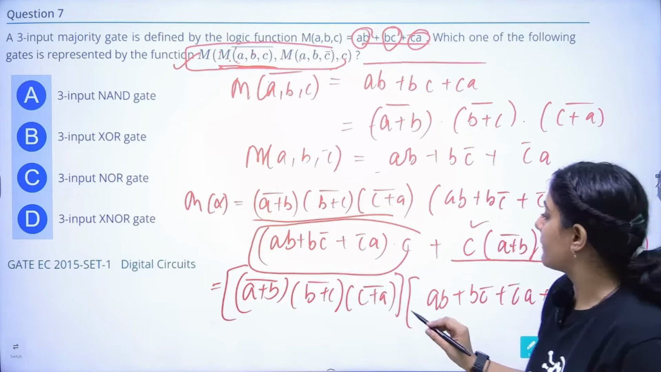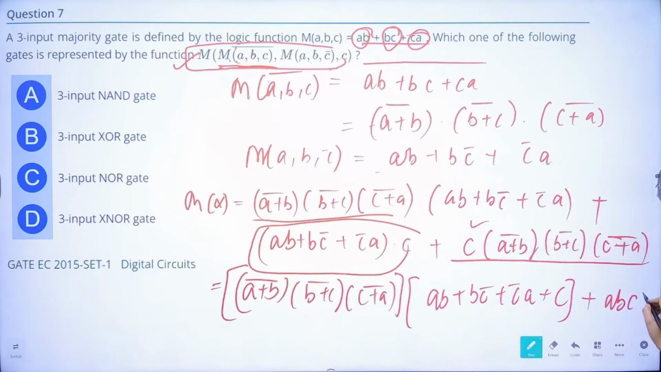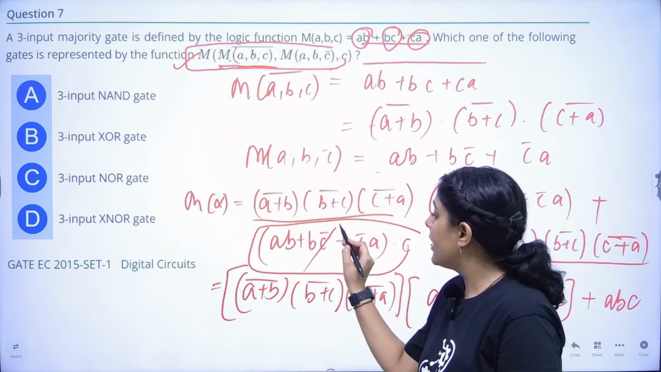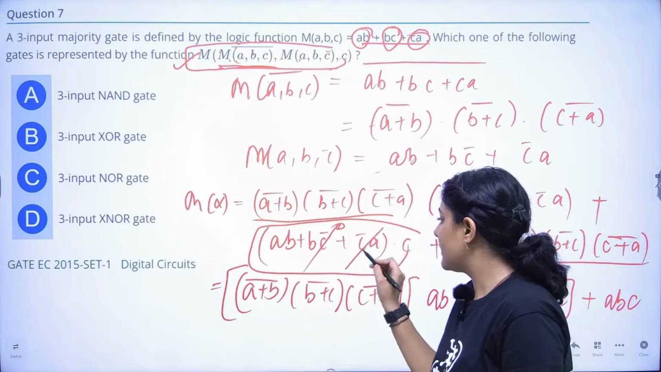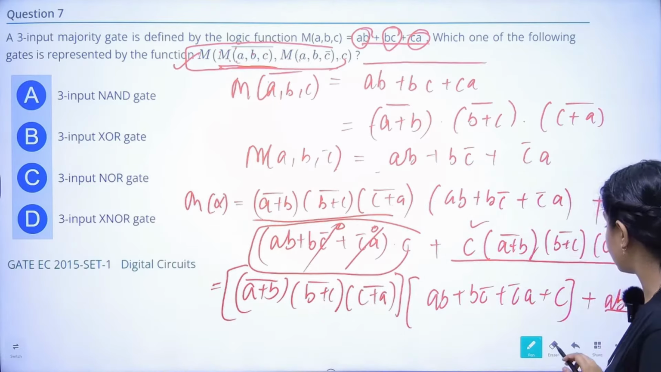Plus, now solving this, so C multiplied by A, B and C. Now C multiplied by C bar, again I have told you, so that will be 0. Again C multiplied by C bar, this term will be 0. So only remaining term from this expression will be A, B and C.